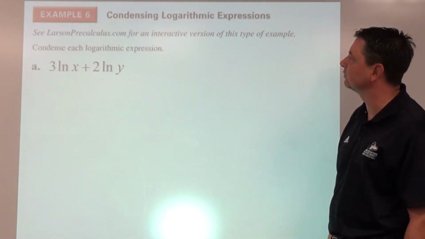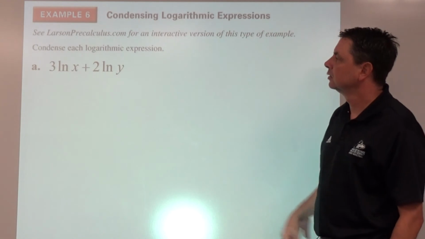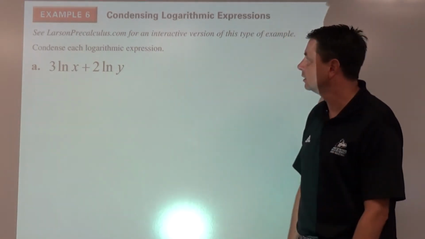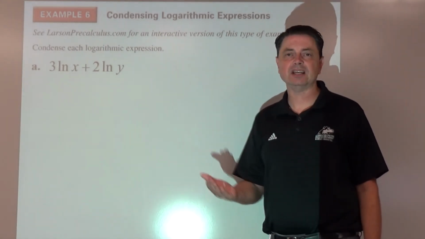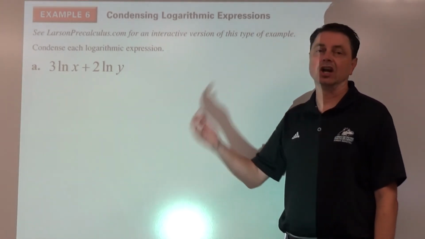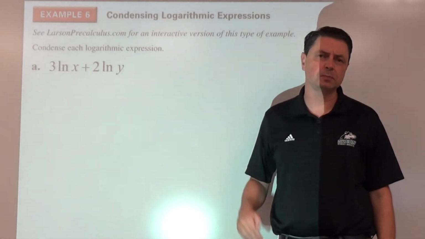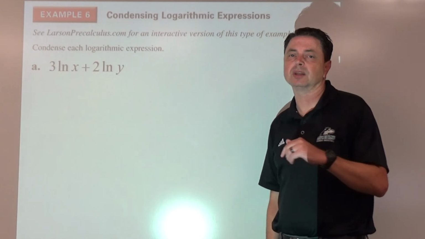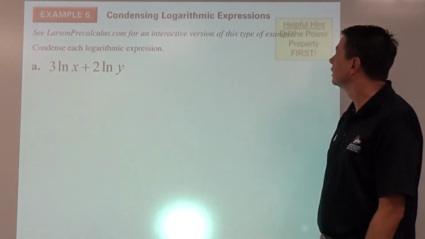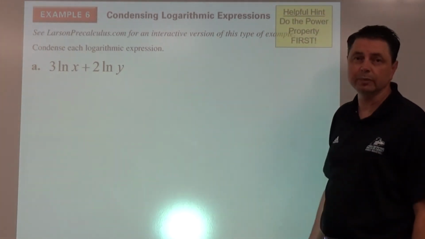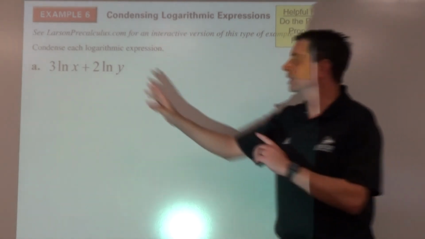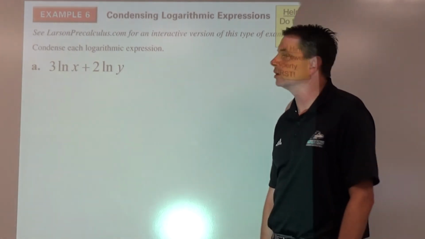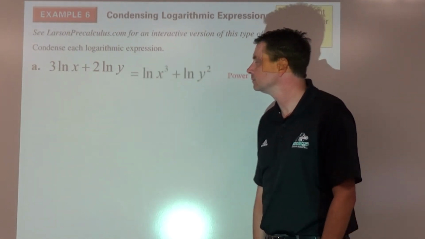Example 6, to reverse, what if we want to condense? And condense essentially means to smash it together. So as far as a hint goes, since condensing is the opposite of expanding, the hint is also the opposite. So instead of doing the power property last, our hint is now to do the power property first. So any multipliers out in front of our logs go up as exponents. So that's our first step.